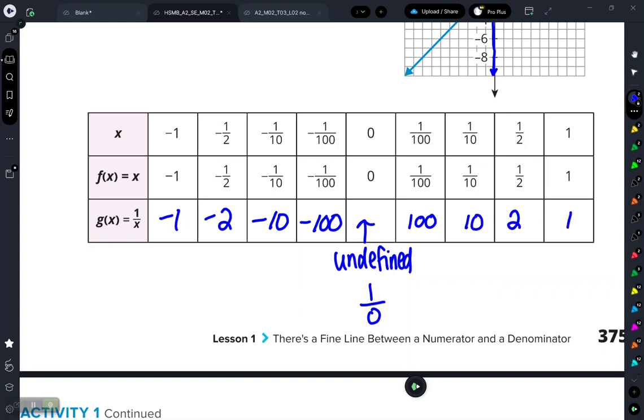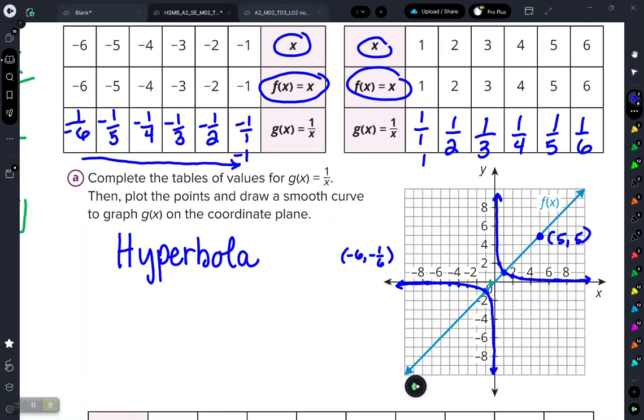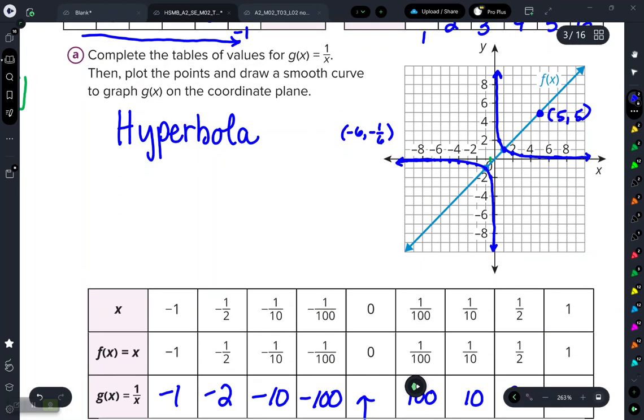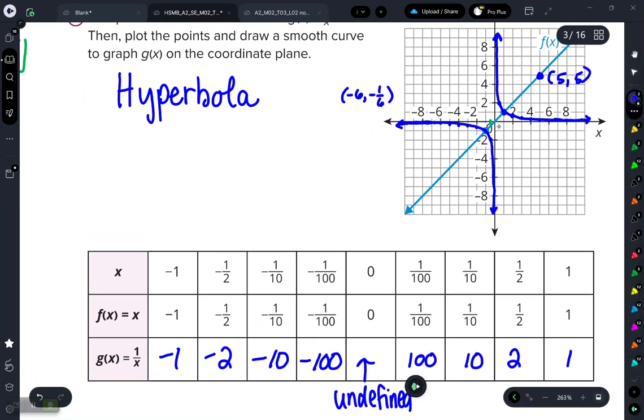So those were some of the points that I actually talked about when we were looking at Desmos, and we were looking at them up here as well. So that's what's gonna, if you plug in 100th, it's gonna go up to 100. But if you plug in a 10th, it's gonna be up to 10 right there, for example.